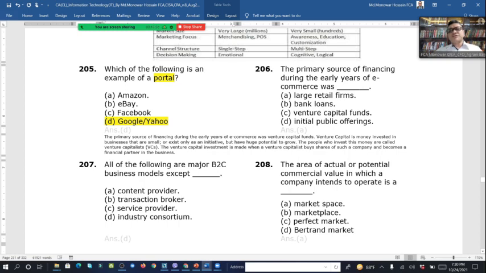The primary focus of financing during the early years of e-commerce was: large retail firms, bank loan, venture capital, initial public offering, we know it as IPO. So here the primary source of financing during the early years of e-commerce was large retail firms.